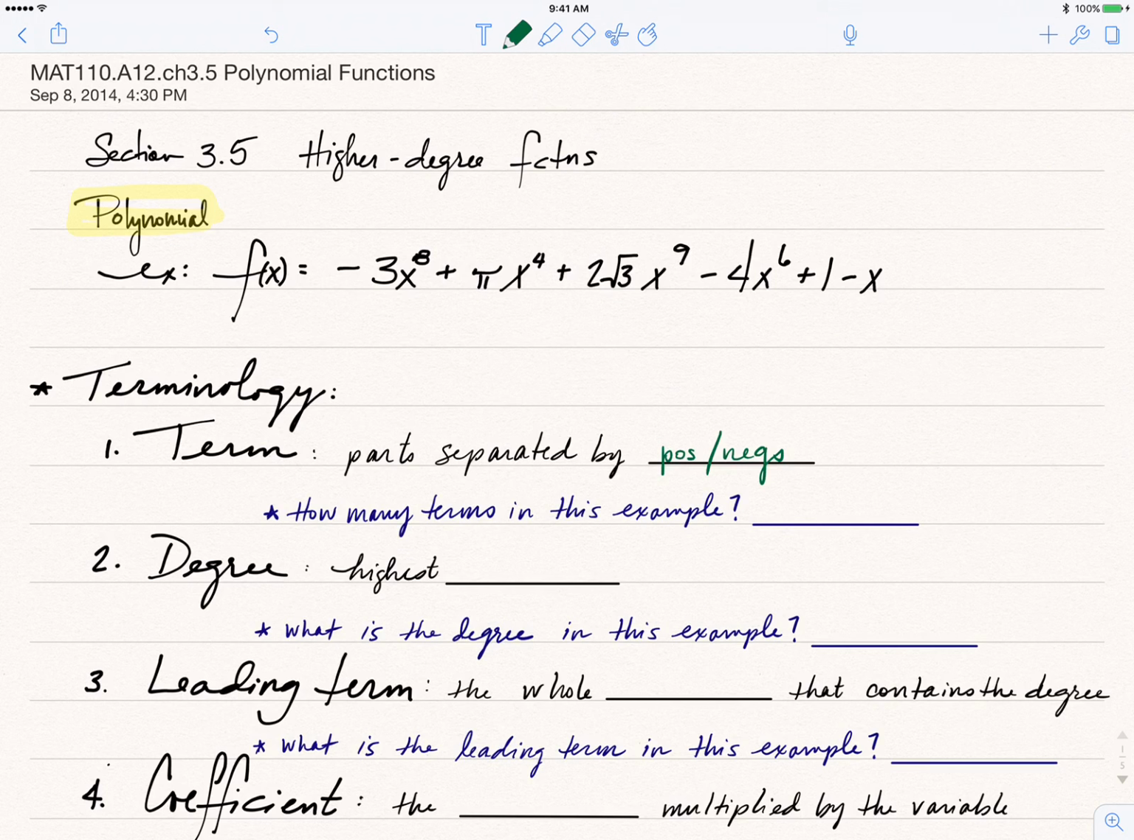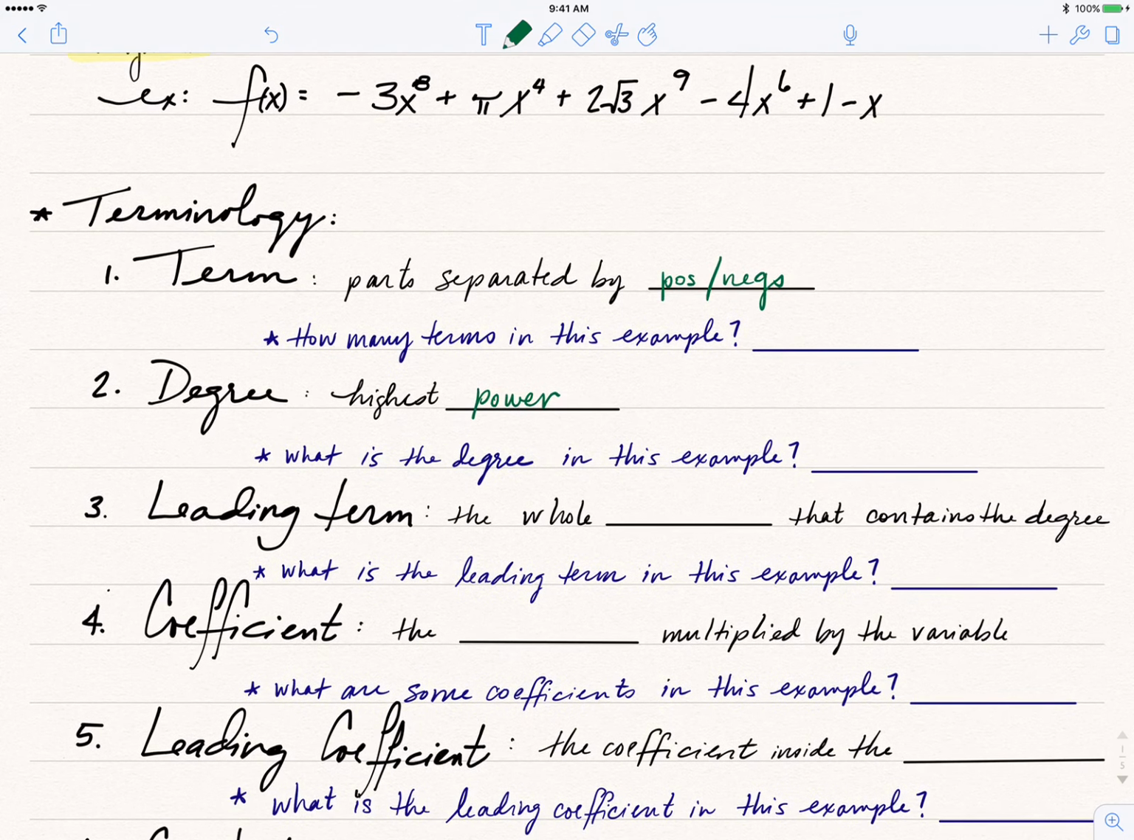The next definition is degree. This is the highest power. In our quadratics, the highest power was always a 2. So a quadratic has a second degree, or a degree of 2. So as you look at our ugly example, what is the degree in this particular example? Fill in the blank.